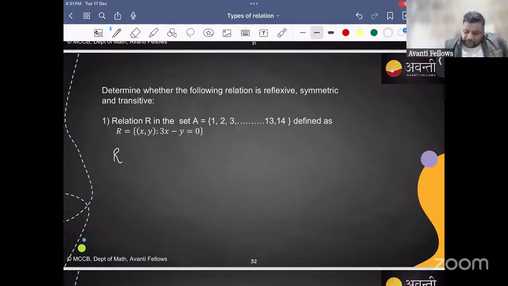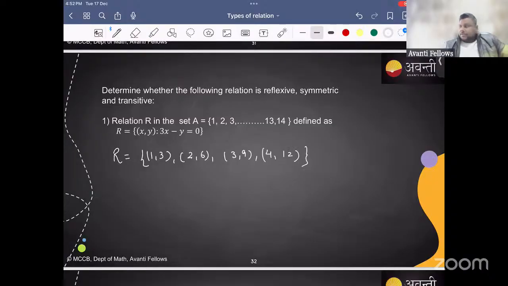So relation R is what? R is, see, if x is 1, y is going to be 3. If x is 2, y is going to be 6. If x is 3, y is going to be 9. If x is 4, y is going to be 12. That's it. If x is 5, y is 15, which is not there in the set A.